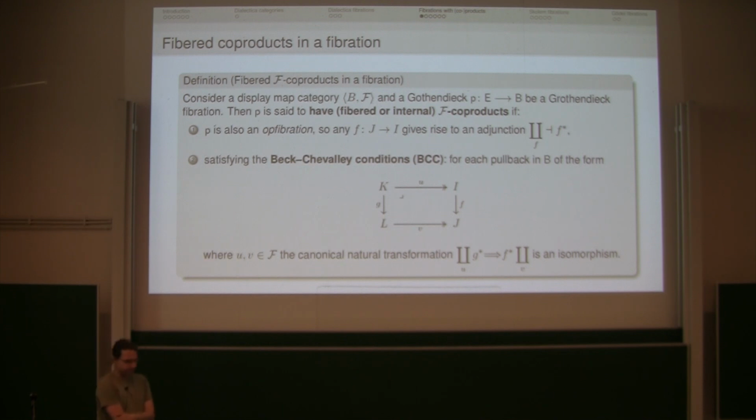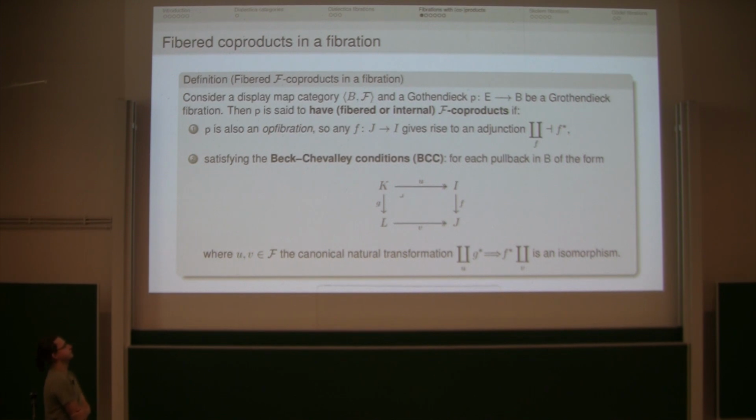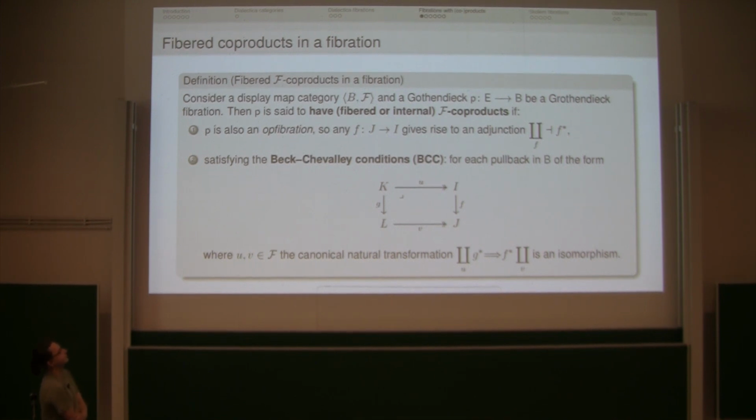So what are fiber co-products in a fibration? The idea is that the co-product operation should come from a left adjoint to reindexing. So we want our fibration to be an op fibration in particular, but this sum operation should cohere with reindexing in the sense that what's called a Beck-Chevalier condition is satisfied, which is a condition that gives a sort of canonical commutation between these processes.